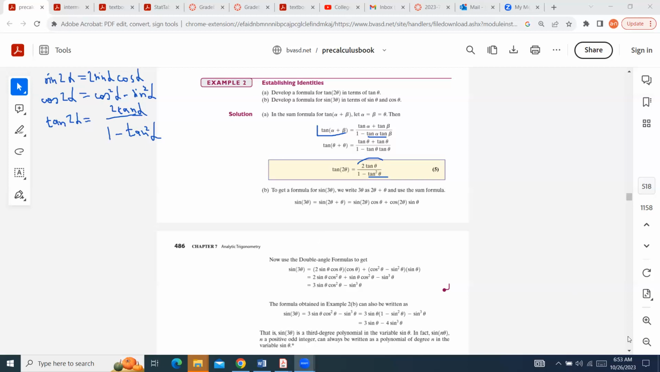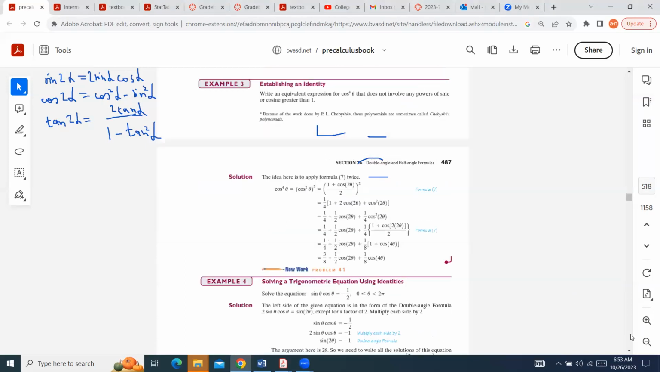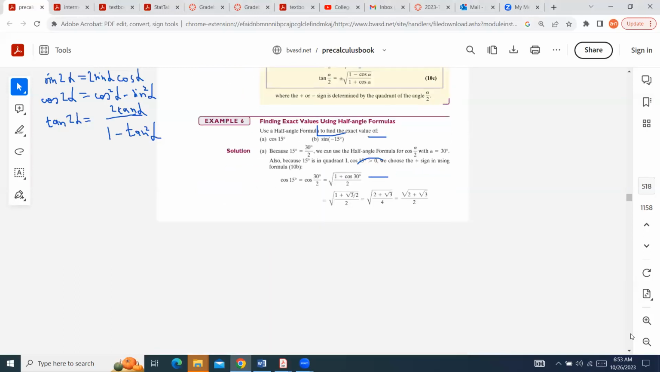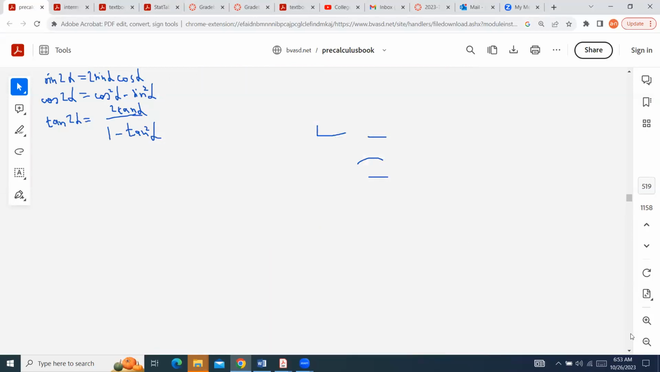These are useful when you have problems that mix double angles and single angles, usually when you're trying to solve equations.